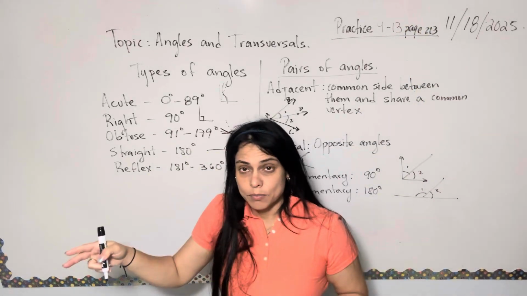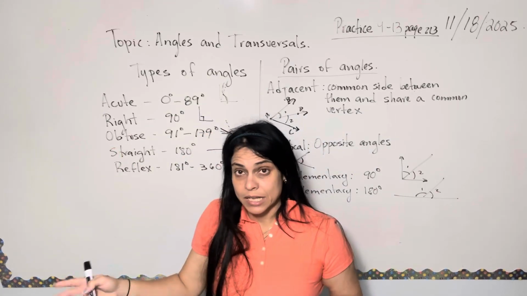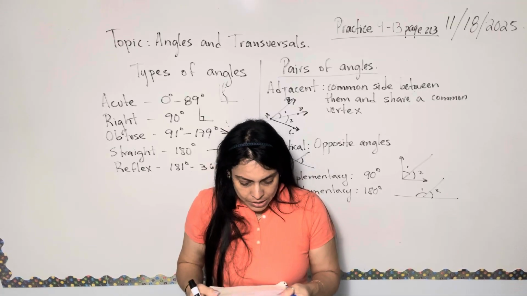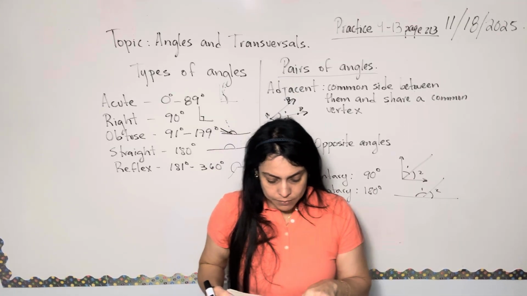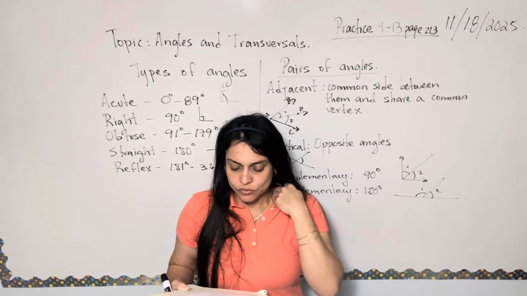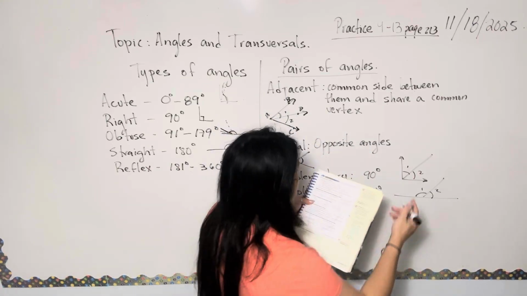If it is 90, it's complementary. If it is 180, supplementary. If it is not 90 and not 180, it is going to be neither, okay? So then we go with number 14, and on number 14, they are telling you to find the complement and supplement of each angle, and I'm going to do it here on the board.